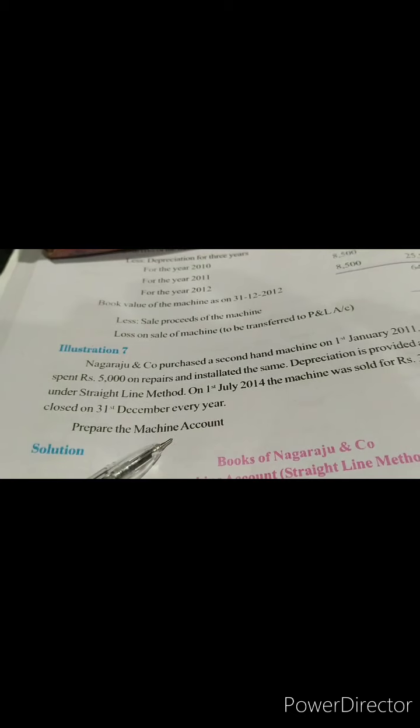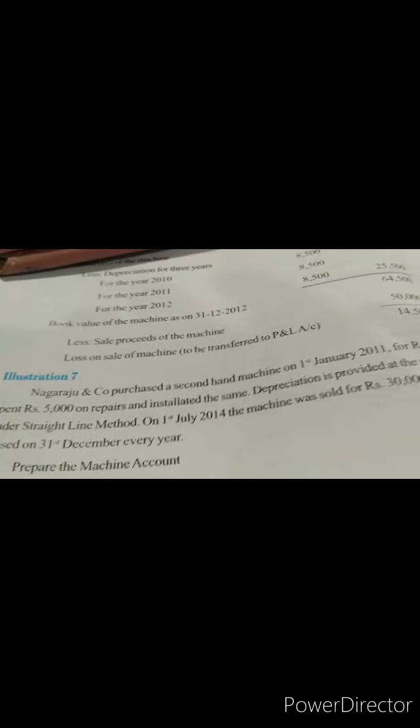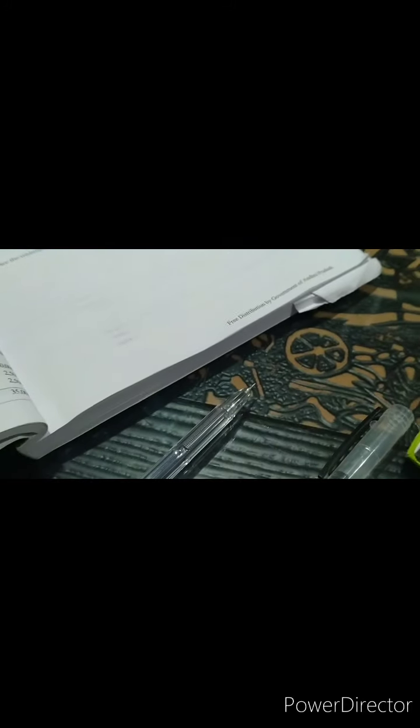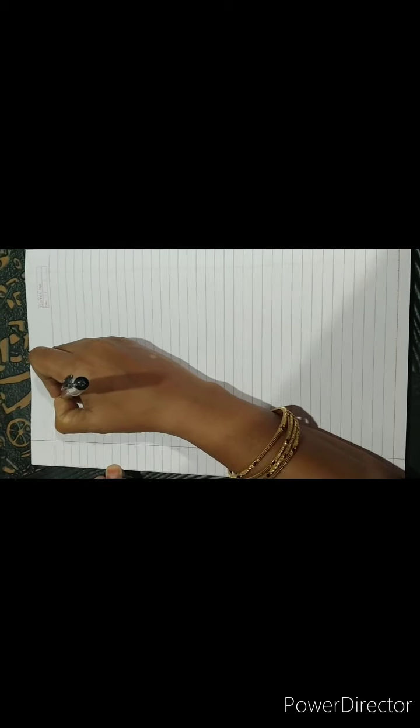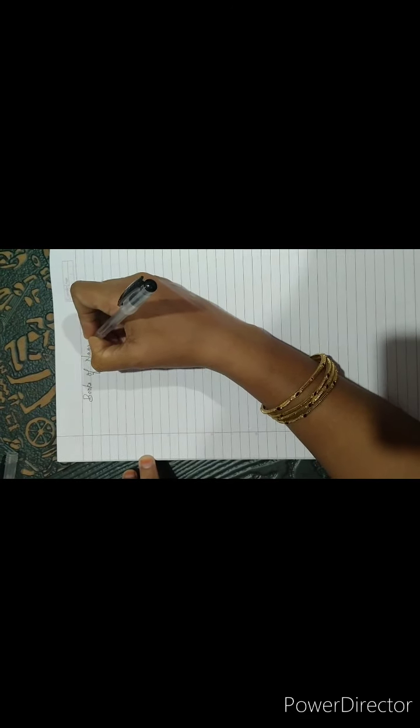So what are we asked to prepare here? We are just asked to prepare the machinery account. Okay, so we'll start, children. We are preparing the machinery account in the books of Nagaraju. So we will be writing in the books of Nagaraju and Company.